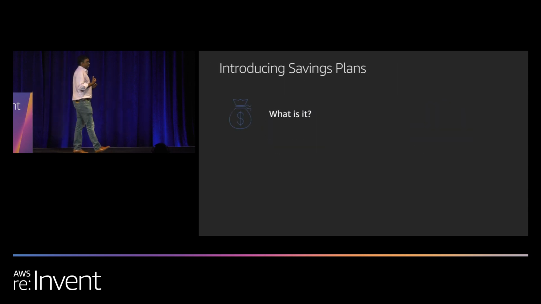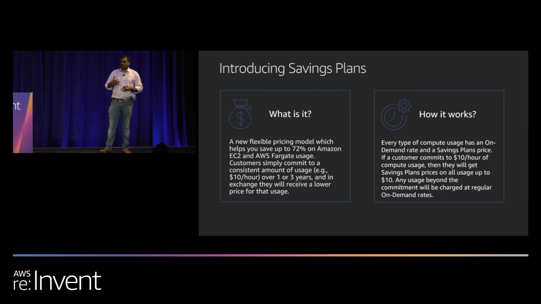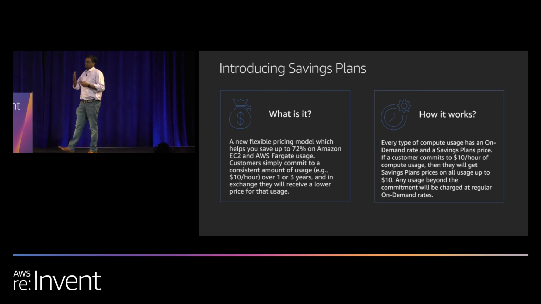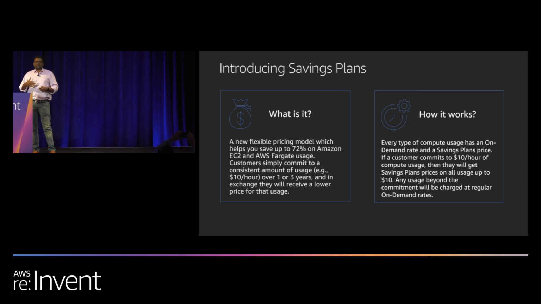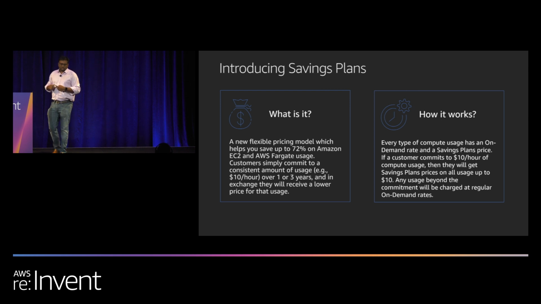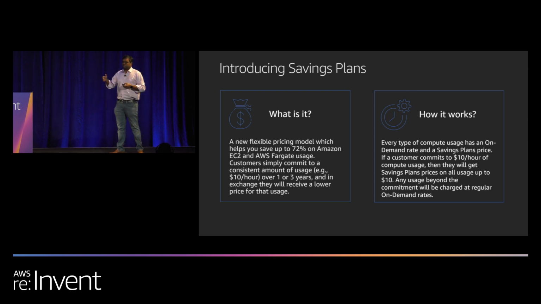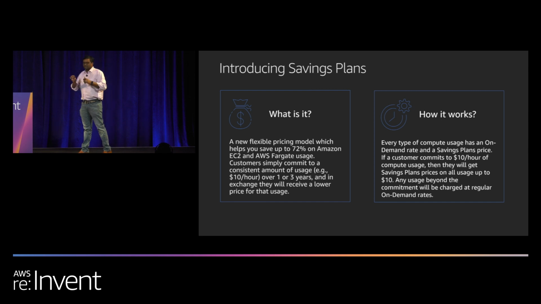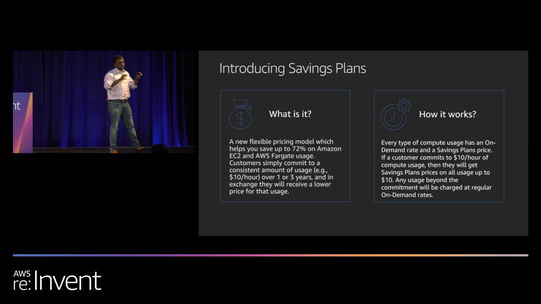So we took all of this feedback and asked ourselves, what can we do to address these concerns and requests from our customers? We thought about it really long and hard. We went back to the drawing board and asked, what can we do to help you? And that's how we came up with the idea for Savings Plans. So what are Savings Plans? It's a new flexible pricing model which offers up to 72% off on EC2 and Fargate in exchange for making a commitment to a consistent amount of usage, measured in dollars per hour, for a 1 or 3 year term. So how does it work?